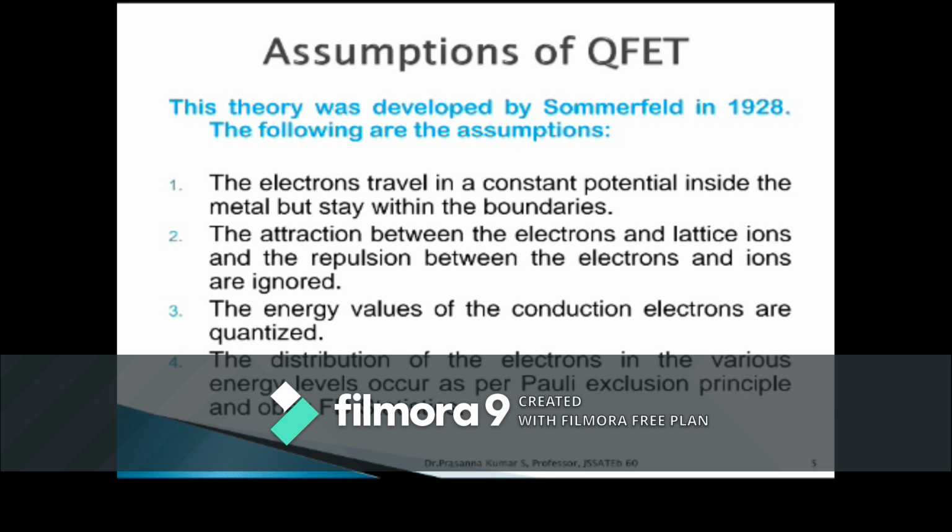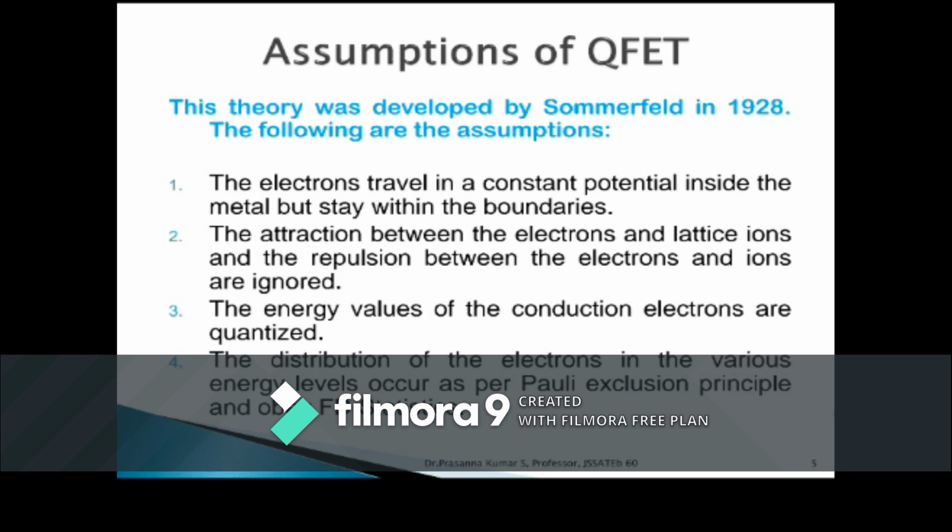Look at the third assumption. The energy values of conduction electrons are quantized. In classical free electron theory, the energy values of the electrons can be any arbitrary value. According to quantum mechanics, the energies of the electrons cannot be any value. They are discrete values. Therefore, the energy here is quantized. This is different from classical free electron theory. And the fourth one: the distribution of electrons in various energy levels follows the Pauli exclusion principle, obeying the FD, that is Fermi-Dirac statistics.